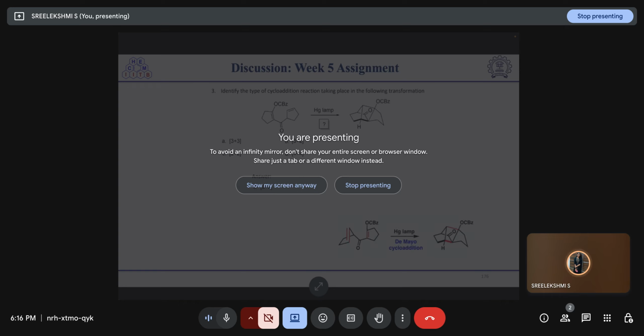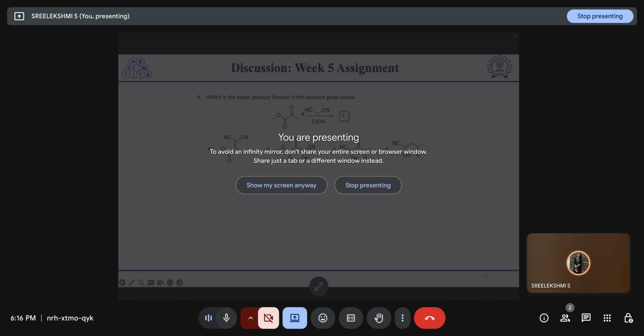So here the correct answer is 2 plus 2. This is a 2 plus 2 photocycloaddition reaction, which will give this product from this starting material. Now the next question is, what is the major product formed in the reaction given below?